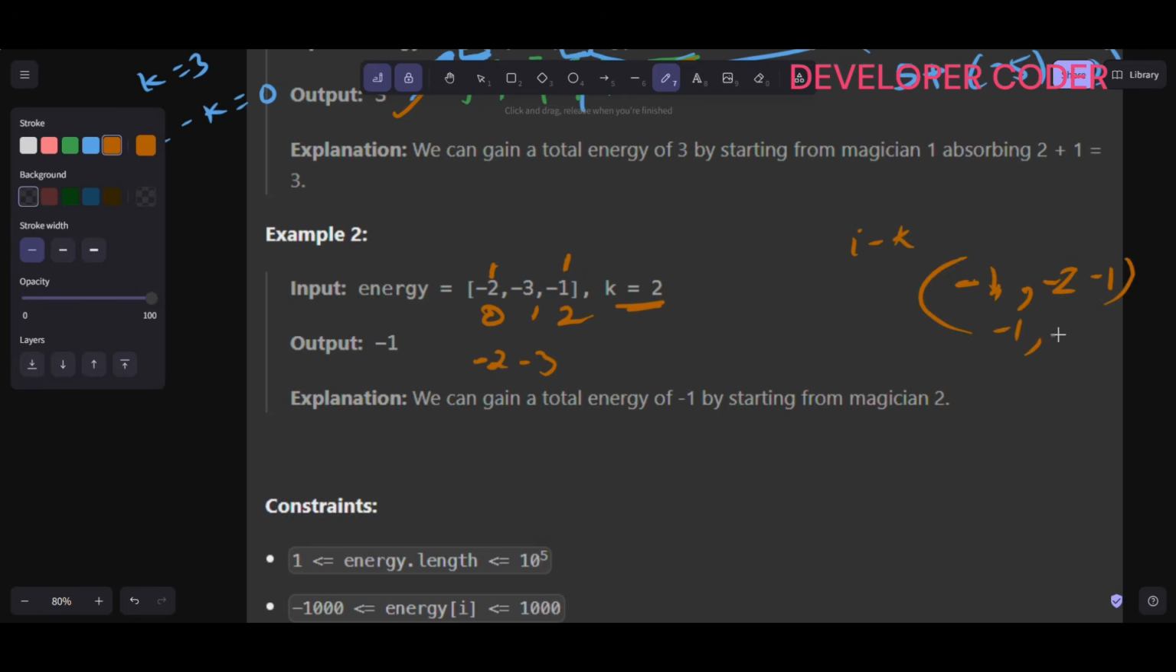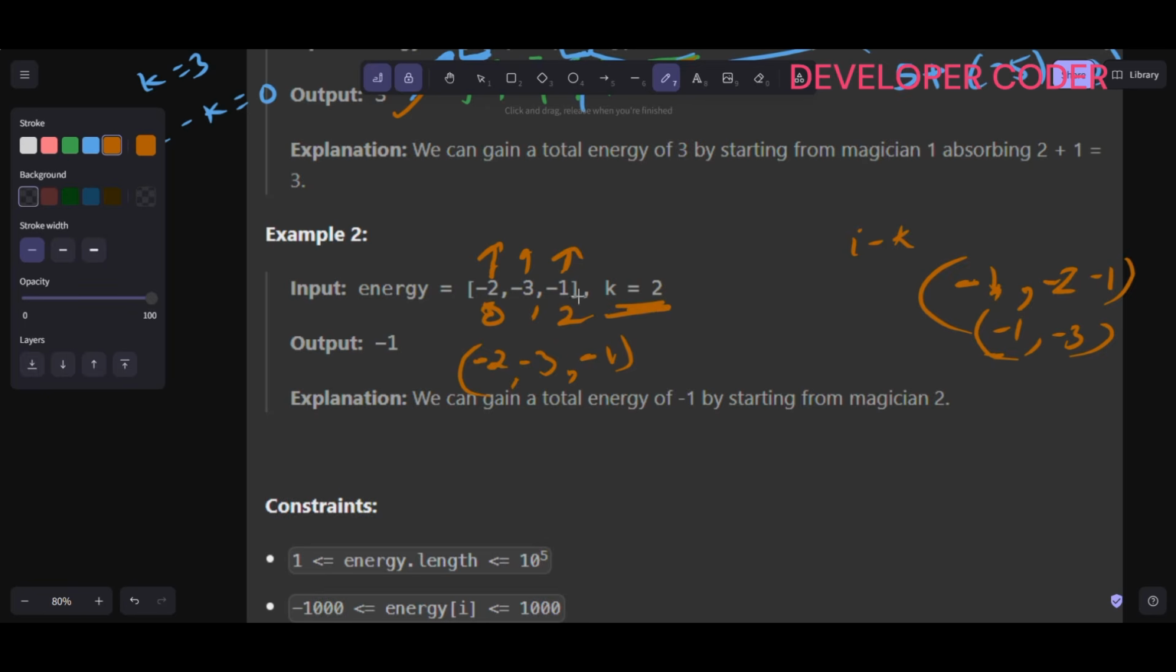So minus 1 and minus 3, which one is best? Minus 1 is the best, so I am going to take minus 1 here. So here I choose to start from this, here I choose to start from this, and here instead of starting from this I choose to start from here itself, because minus 1 is the best energy.